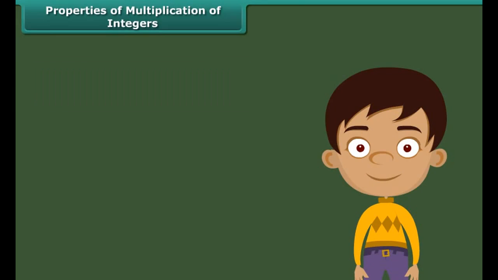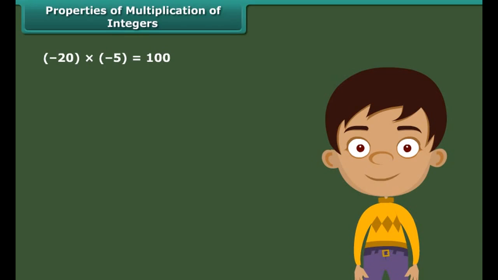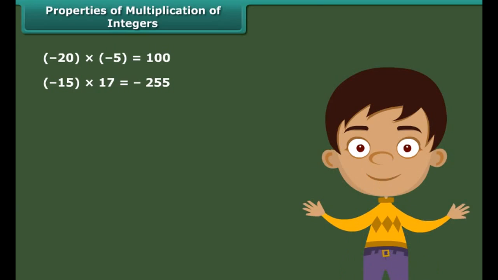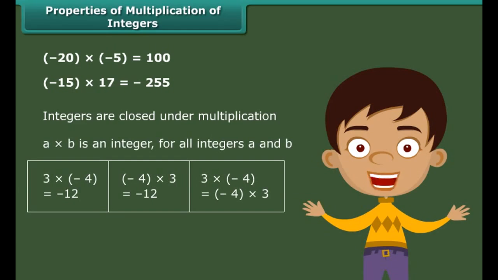The product of two integers is again an integer. For example, minus 20 into minus 5 is equal to 100. Minus 15 into 17 is equal to minus 255. So we can say that integers are closed under multiplication. In general, a into b is an integer for all integers a and b. Now observe this example.